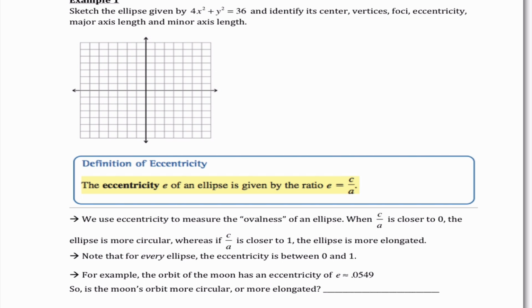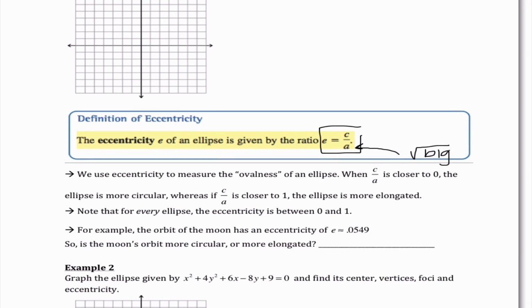So the way that we find that is we do e is equal to c over a. So this is something that we also need to have memorized. You guys are kind of seeing we have a lot of stuff that needs to be memorized in this particular chapter. a is the square root of the bigger denominator.